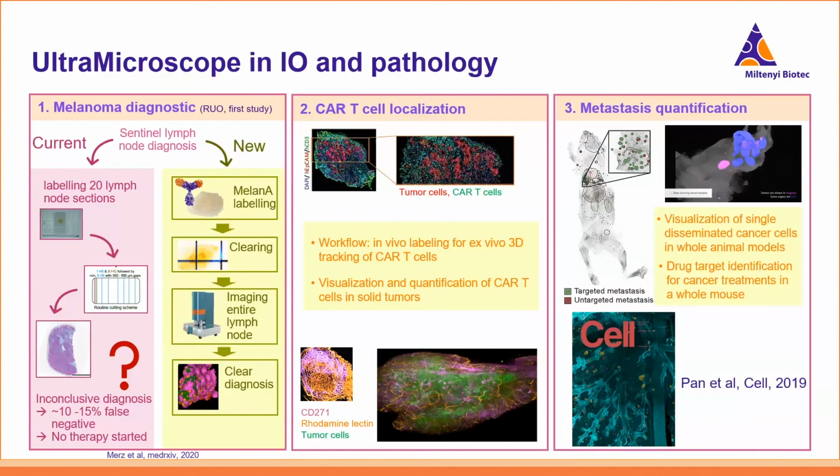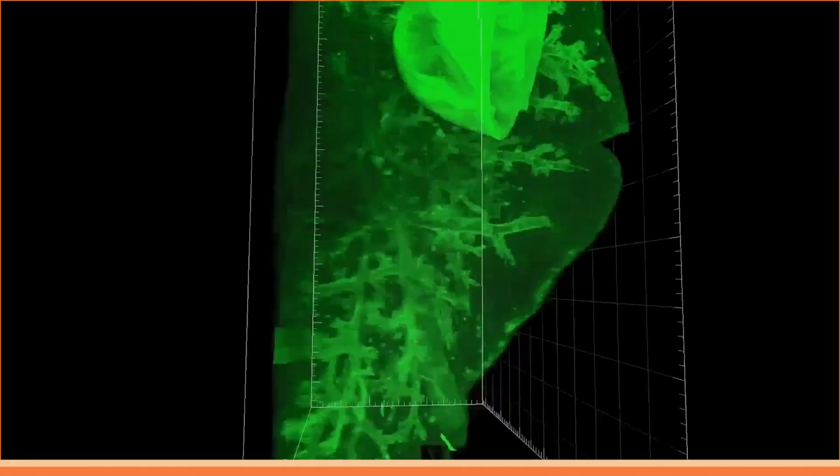Ali Erturk from Helmholtz Institute were able to detect metastasis with cellular resolution in a whole mouse body, and then evaluate therapeutic antibody targeting. This exciting work has never been done before.